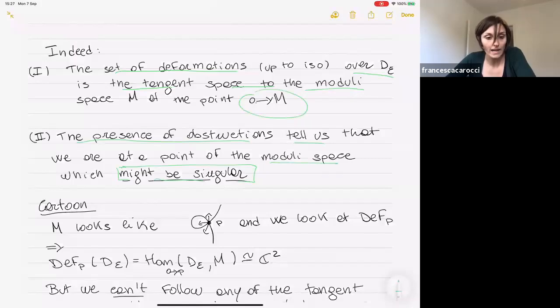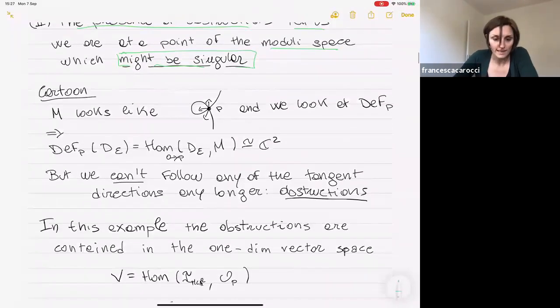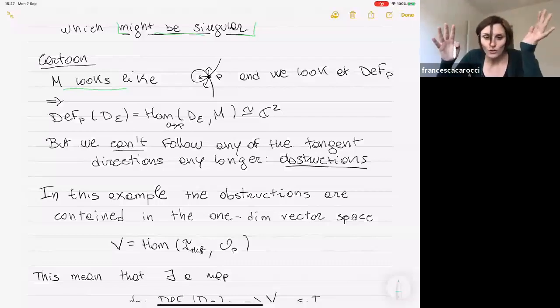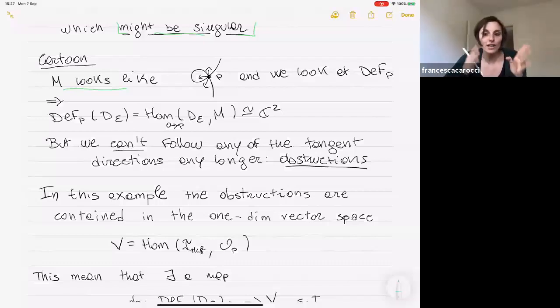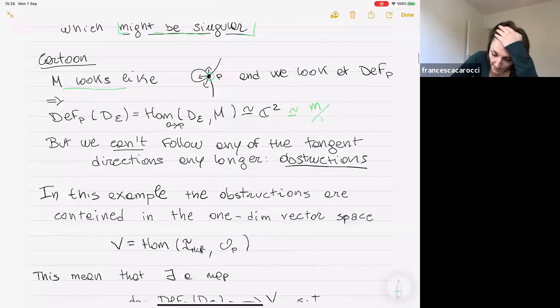And let me draw a cartoon picture to illustrate these two concepts. Suppose that our moduli space looked like another curve. This has nothing to do with any other curve we saw before, nor any curve we see later. Usually we think of a curve as a point in our moduli space. Instead here, I'm saying imagine the moduli space looks this way. And suppose that we are looking at deformations of the point P. Then, in this case, the deformations over the dual numbers are nothing but the homomorphisms from Spec C[ε] to M which map 0 to P. And this is a 2-dimensional vector space, and is nothing but the Zariski tangent space at the point.